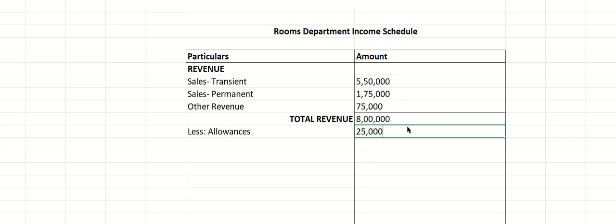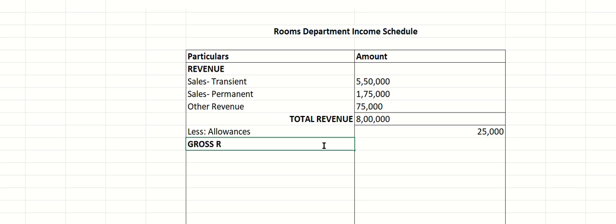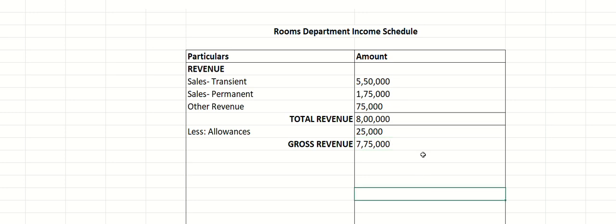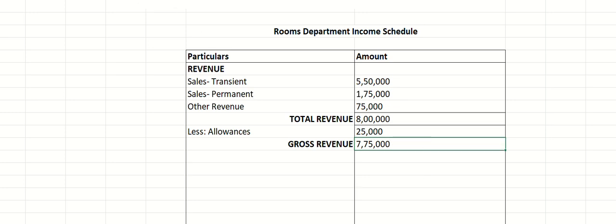Now, after deducting the allowance, we get our gross revenue. What is the gross revenue? It is the difference between 25,000 and 8 lakh, that is 7 lakh 75,000. I hope it's very simple for you to calculate. Now we have found the gross revenue, and everything related to revenue is over.